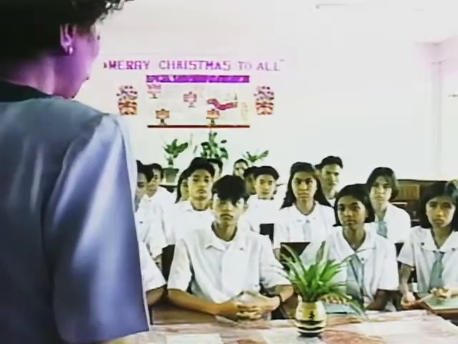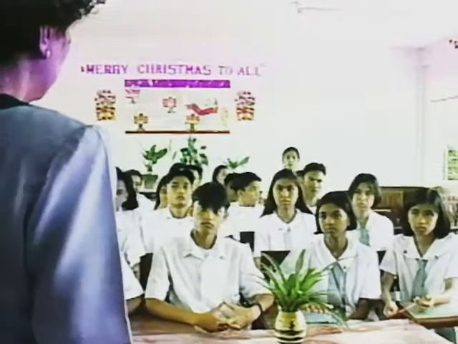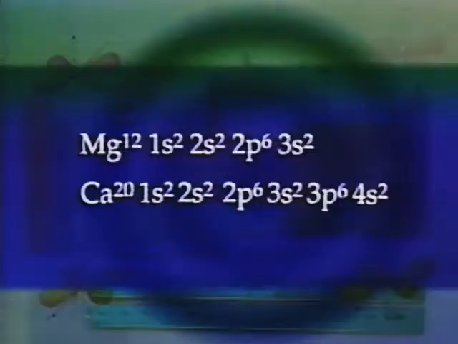And for magnesium and calcium, Maria Joan? Magnesium and calcium have 2 valence electrons. They belong to group 2A.